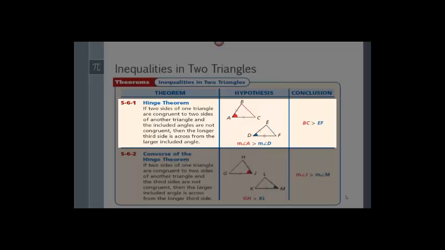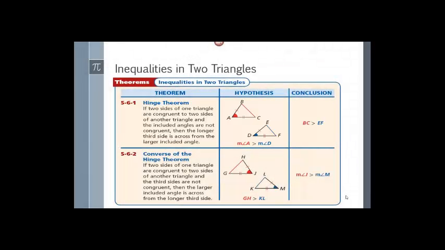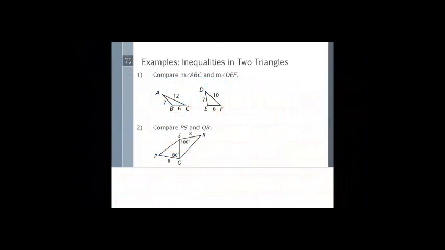And the converse of the hinge theorem also holds. Okay, so if you have 2 sides of one triangle congruent to 2 sides of another, and the third sides are not congruent, the larger angle is across from the longer side. Okay, let's look at an example that deals with inequalities in 2 triangles now. We have 2 triangles. So these are related by the hinge theorem. Okay, the hinge theorem, if you think of that changing angle as a hinge.